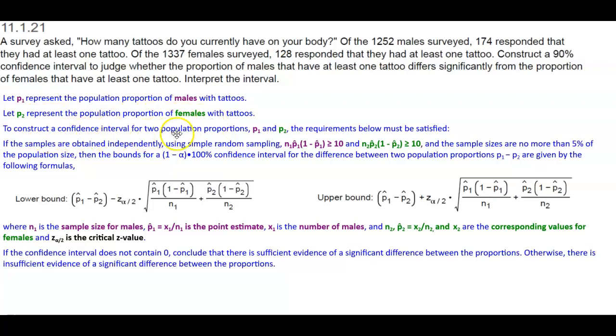To construct a confidence interval for two population proportions, P1 and P2, the requirements below must be satisfied. The samples are obtained independently, using simple random sampling. We're going to take these values and make sure that it's greater than or equal to 10 for males, and then for females, multiply those values and make sure it's greater than or equal to 10. And if sample sizes are no more than 5% of the population size, then the bounds for a 1 minus alpha times 100% confidence interval for the difference between two population proportions, P1 minus P2, are given by the following formulas. Here is the lower bound, and there is the upper bound.